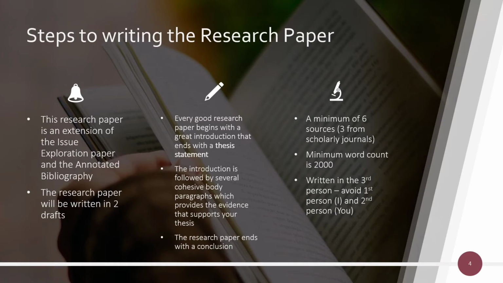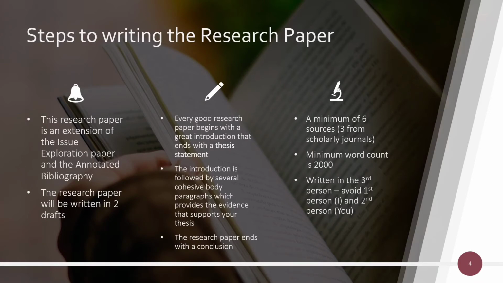Next, a minimum of 6 sources must be used for this research paper. 3 of the 6 must be taken from scholarly journals. So that doesn't mean that you're using 9 sources. That means that you're using 6, and 3 of those 6 must be from scholarly journals. And I say a minimum of 6. For an essay at this length, I really don't expect any more than between 6 and 8 sources. So again, back to the length. The minimum word count is 2,000 words. And I really don't expect to see a paper longer than 2,500 words.